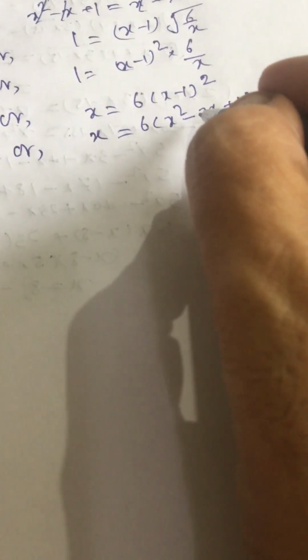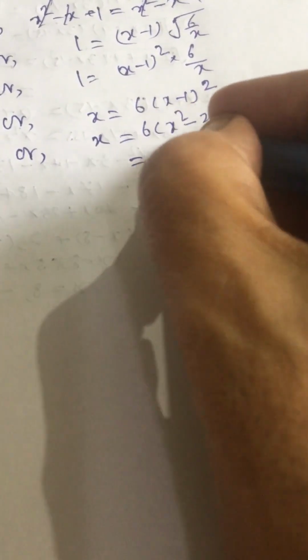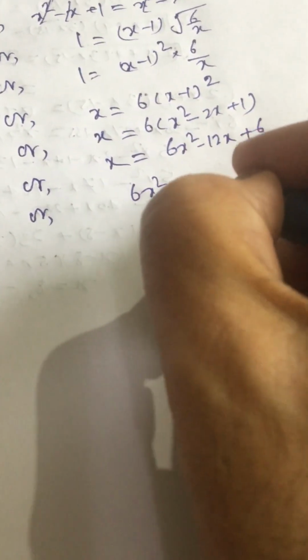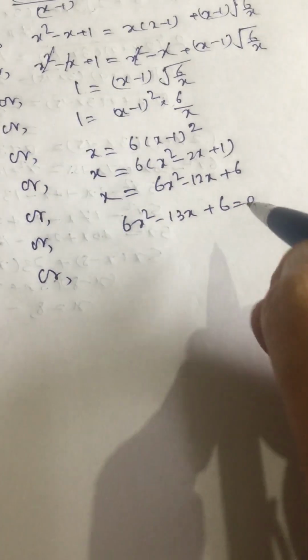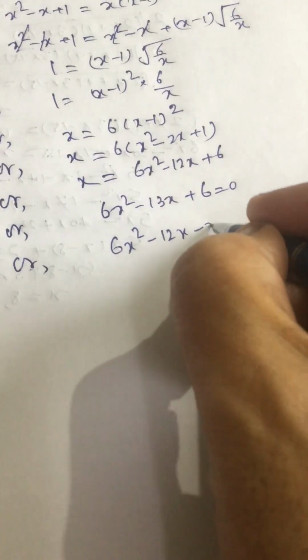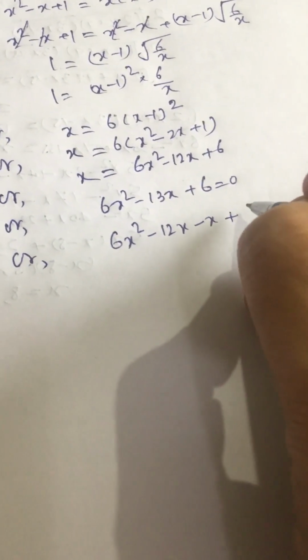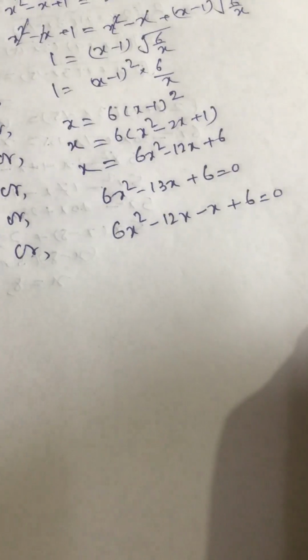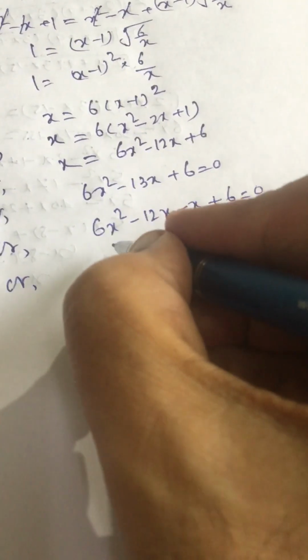Six x square minus 12x plus 6. This we can write as 6 x square minus 13x plus 6 equal to 0. Now we can split this middle term.